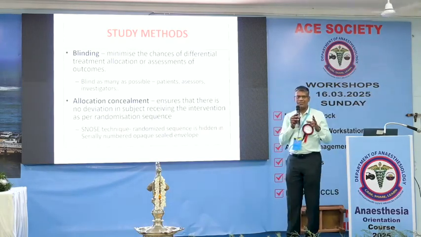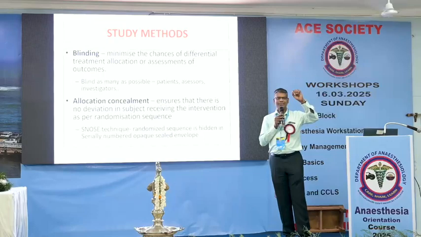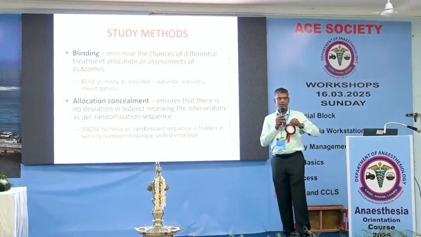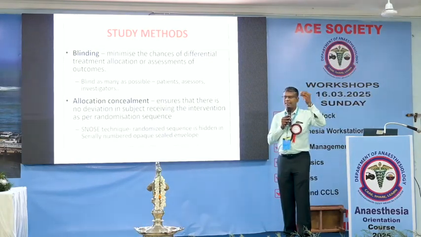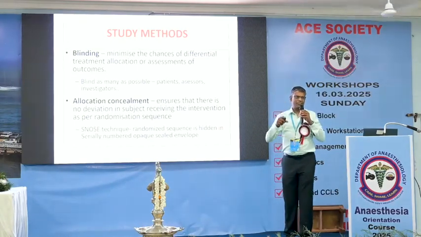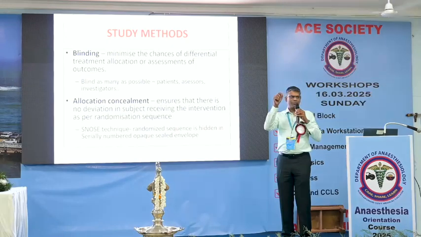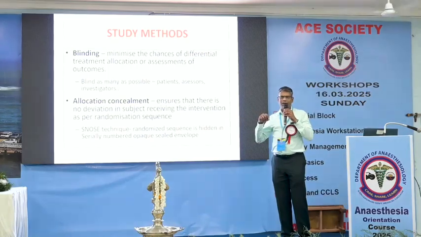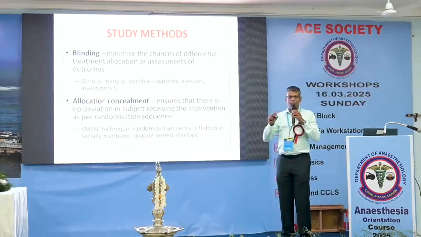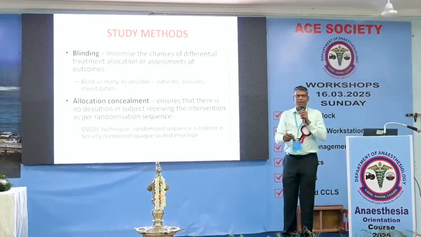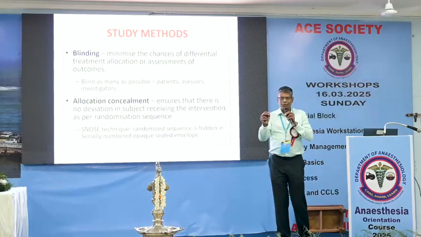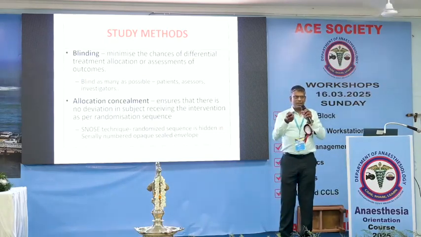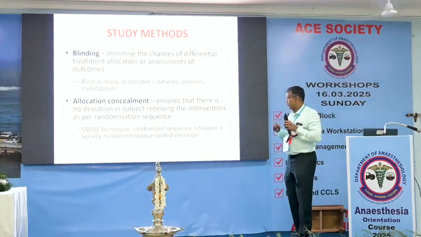The best way is, you write the allocation sequence. Let us say patient number 1, 2, 3, 4: you serially number the opaque covers as 1, 2, 3, 4, and then in that you put the randomization sequence of each patient. Let us say cover number 1 will contain group A, cover number 2 will contain group B, 3 will contain group B, 4 will contain group B, and 5 will contain group A. These covers are opened at the time of intervention. That is, let us say they are giving spinal, just before giving spinal they will open and see whether the patient belongs to group A or group B, and then accordingly load the drugs and give. So that there is no question of changing the decision at that point of time.